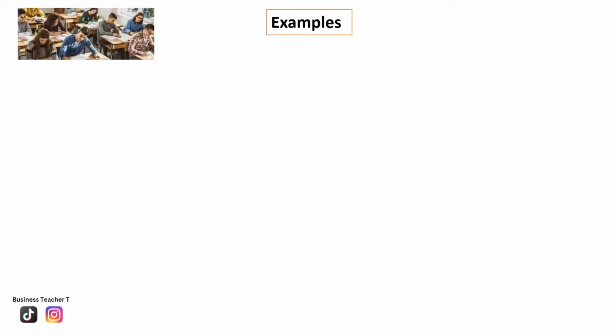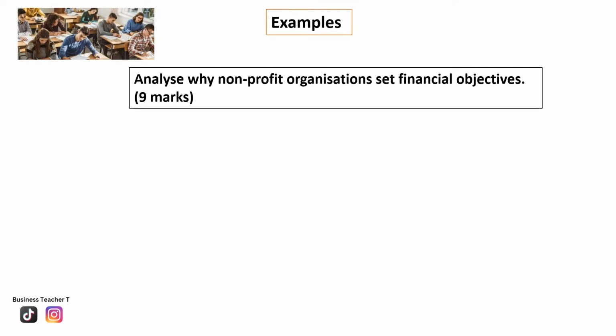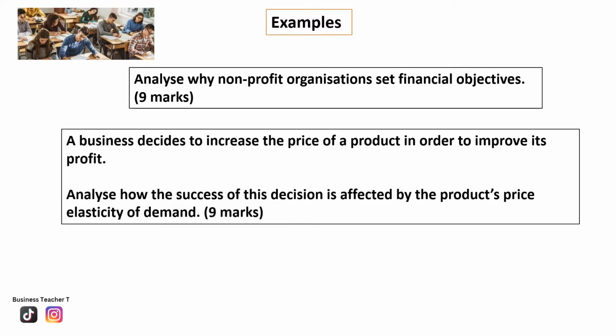9-mark questions have the command word analyze. Here are some examples of 9-mark questions from paper 1. Analyze why non-profit organizations set financial objectives. Another one for paper 1. A business decides to increase the price of a product in order to improve its profit. Analyze how the success of this decision is affected by the product's price elasticity of demand.